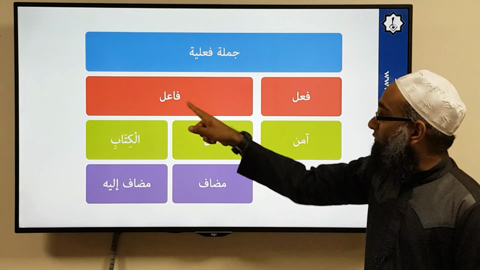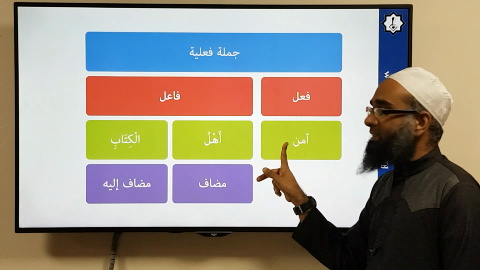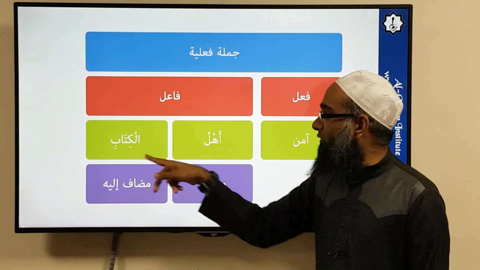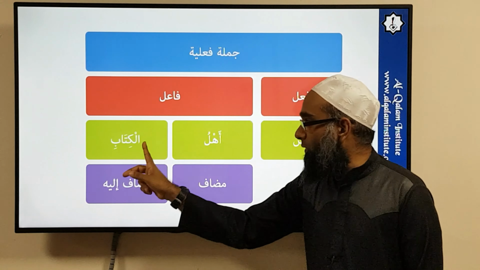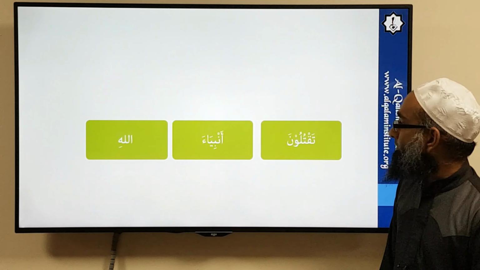But remember, fa'il comes after the fi'l. So, Ahlul Kitab then amana: the people of the book believe. The people of the book is the mudaf ilay, then amana. So the people of the book believed. Got it? Very good translation.